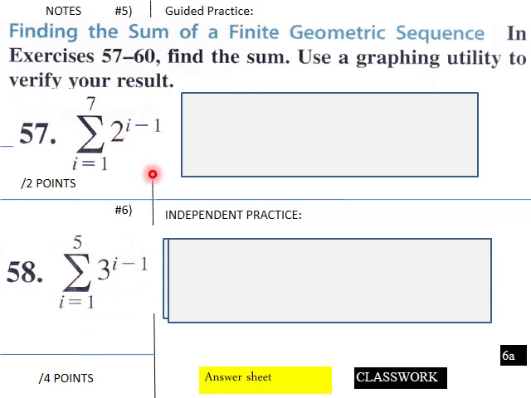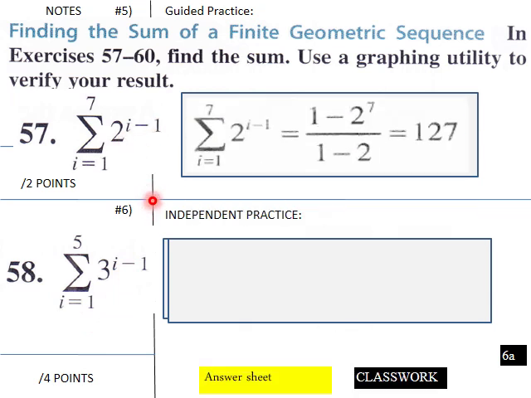But for up here, the solution for that, we have this sequence here, and we go up through 7 here, our upper limit. And then for that, we would have 2 to the i minus 1. And we have 1 minus 2 to the 7th over 1 minus 2. And then to find the sum up through our 7th entry on that geometric sequence, it'd be 127.